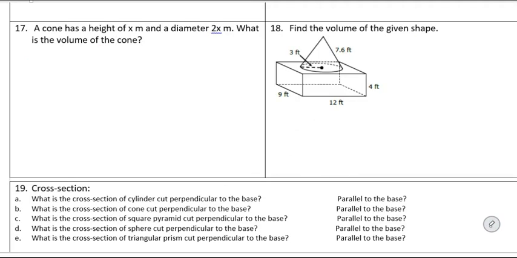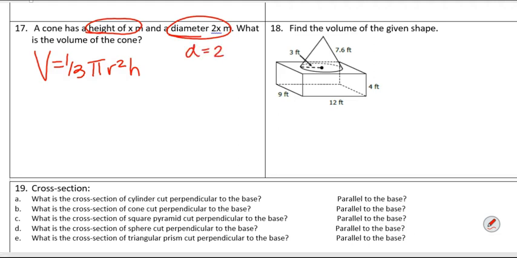Okay, number 17. So 17 says a cone has a height of x meters and a diameter of 2x meters. What is the volume of the cone? Well, our formula for the volume of a cone is 1/3 pi r squared h. It tells me that the height is x, and it tells me the diameter is 2x. Well, we know that diameter is equal to 2 times the radius. We need the radius for this formula. So if the diameter is 2x, and the diameter is 2 times r, we should notice that on both sides, the 2's are going to cancel out, so our radius is x.